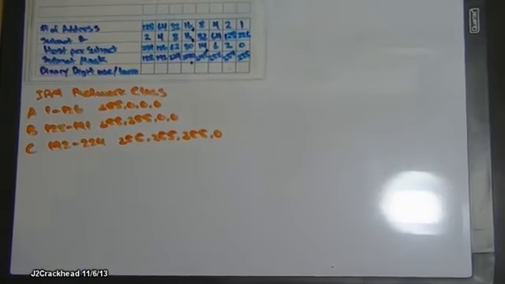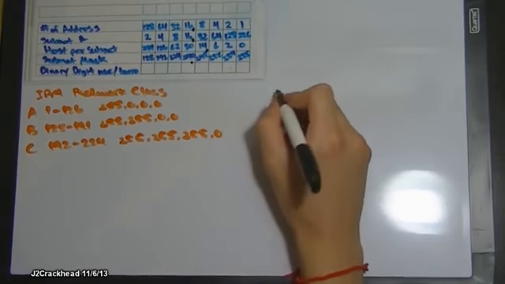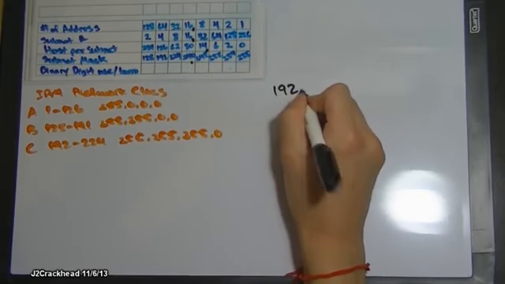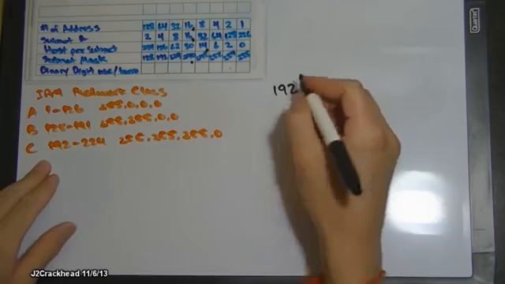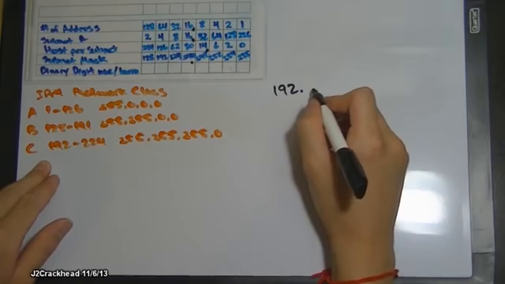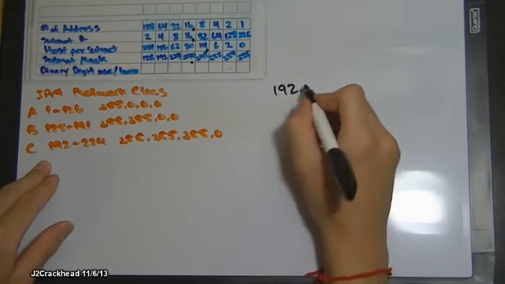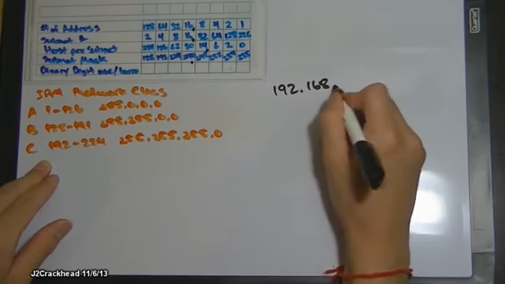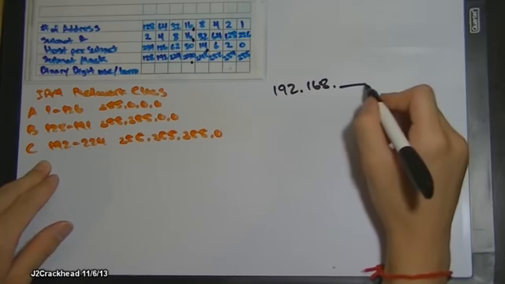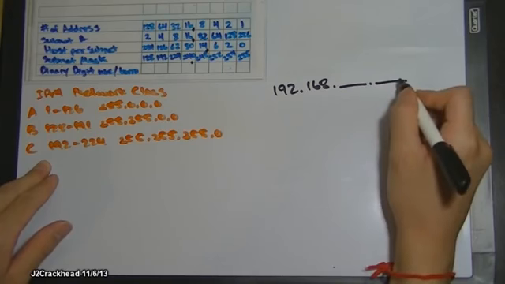Example 1. The first thing I want to do is put in octet numbers. I'm just going to pick 192, which will be class C. The next octet can be any number from 0 to 255, so I'm just going to pick 168. The next octet will be the subnet number, and the octet after that will be the host numbers.